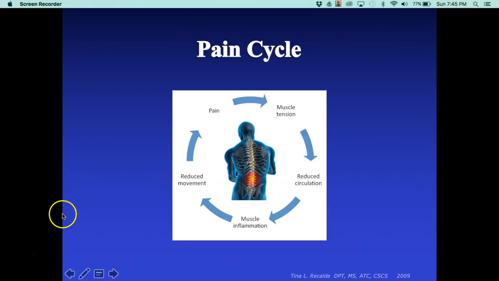So this slide just explains the pain cycle and how it can affect the function of your patient. So you have something that's created your pain that causes some muscle tension in that area, which will then reduce circulation, causing some ischemia in that area, causes some inflammation, which thus then reduces your movement, and that cycle can keep going if we don't break it. So our goal is to break that cycle at some point in there so this just doesn't become a repetitive, recurrent problem for the patient.